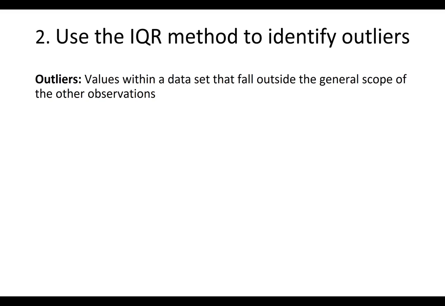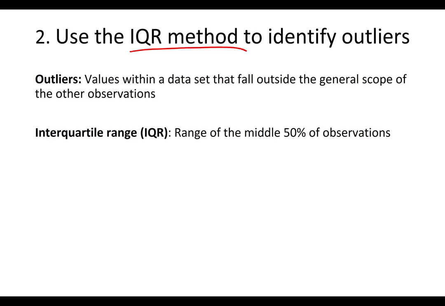Outliers are values within a dataset that fall outside the general scope of the other observations. In Lesson 2, you identified outliers by visually inspecting a dot plot or histogram. Here, you're going to learn a more objective method. The IQR method uses the interquartile range. This is the range of the middle 50% of observations.